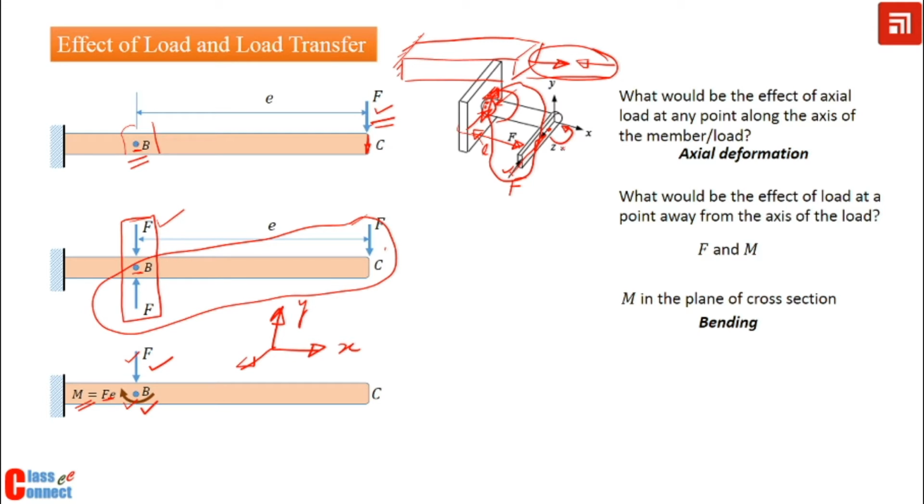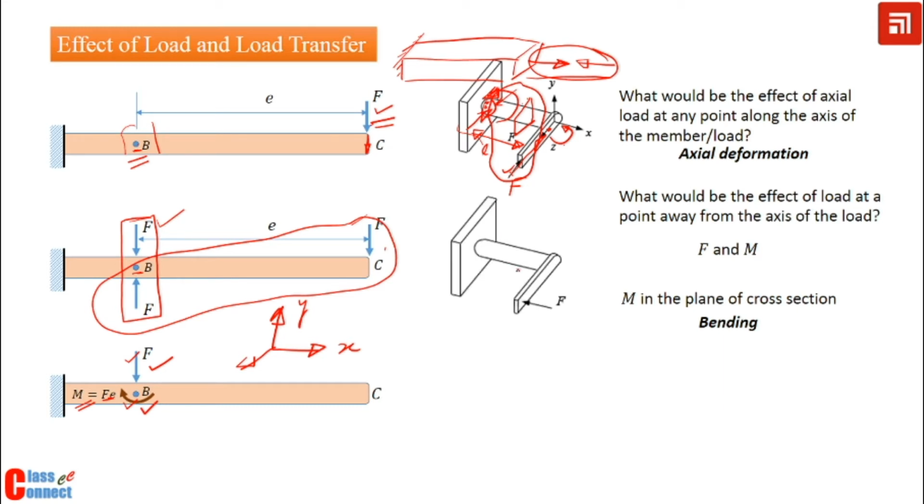So when this moment is acting in a plane which is perpendicular to the plane of cross section of a member, it will induce a bending moment. So now when we see the effect of this force at this point, it is the bending.